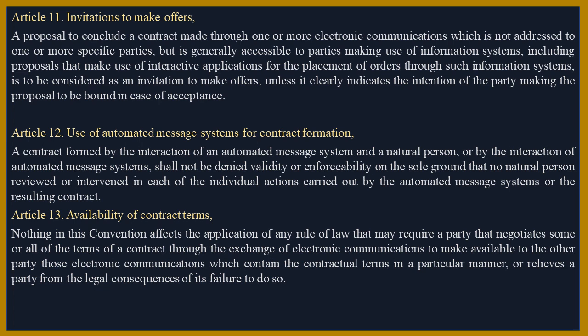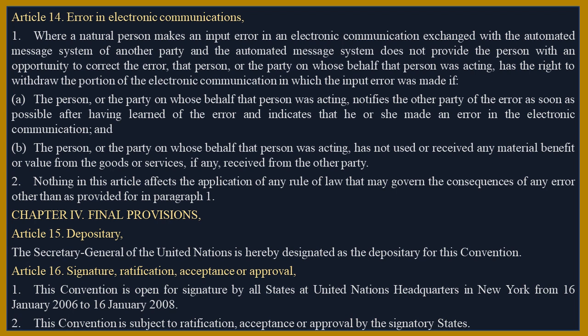Article 13. Availability of contract terms. Nothing in this convention affects the application of any rule of law that may require a party that negotiates some or all of the terms of a contract through the exchange of electronic communications to make available to the other party those electronic communications which contain the contractual terms in a particular manner, or relieves a party from the legal consequences of its failure to do so.